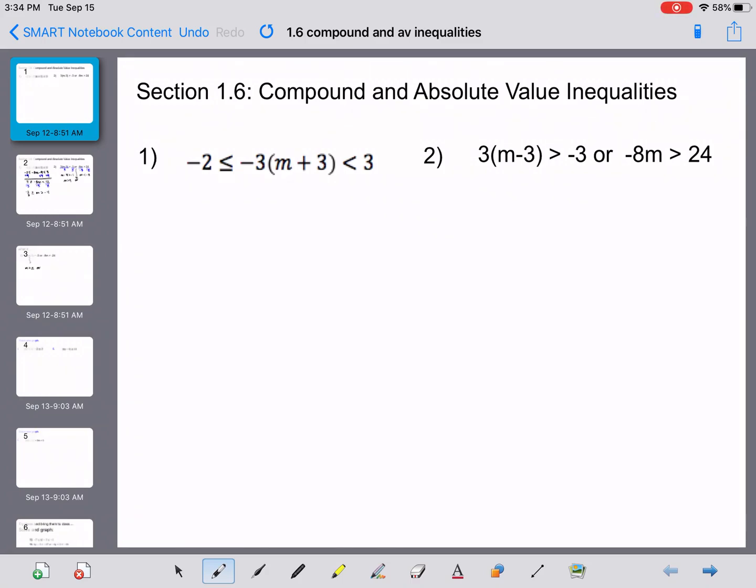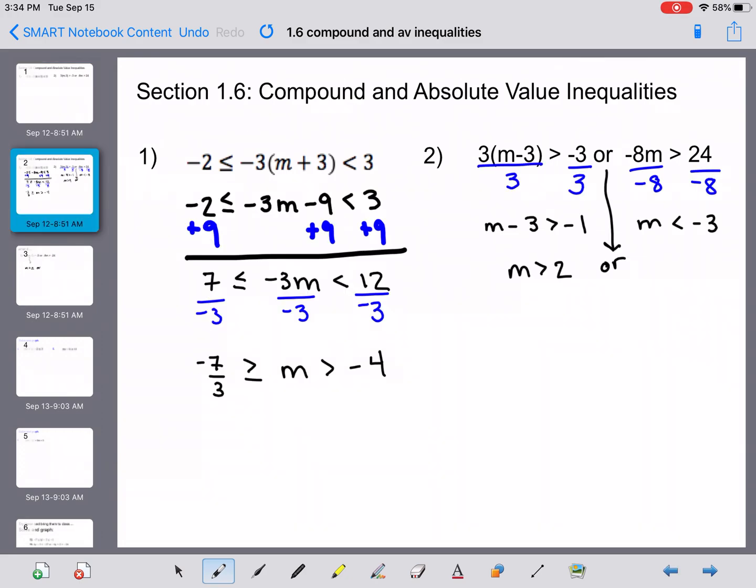All right, so this is section 1.6, compound and absolute value inequalities. These should all be review topics, and we will be adding some Algebra 2 into that. So some of it will seem like review and some of it will seem new. So go ahead and pause your video, and right off the bat, try these, see if you can remember from Algebra 1 how to do them.